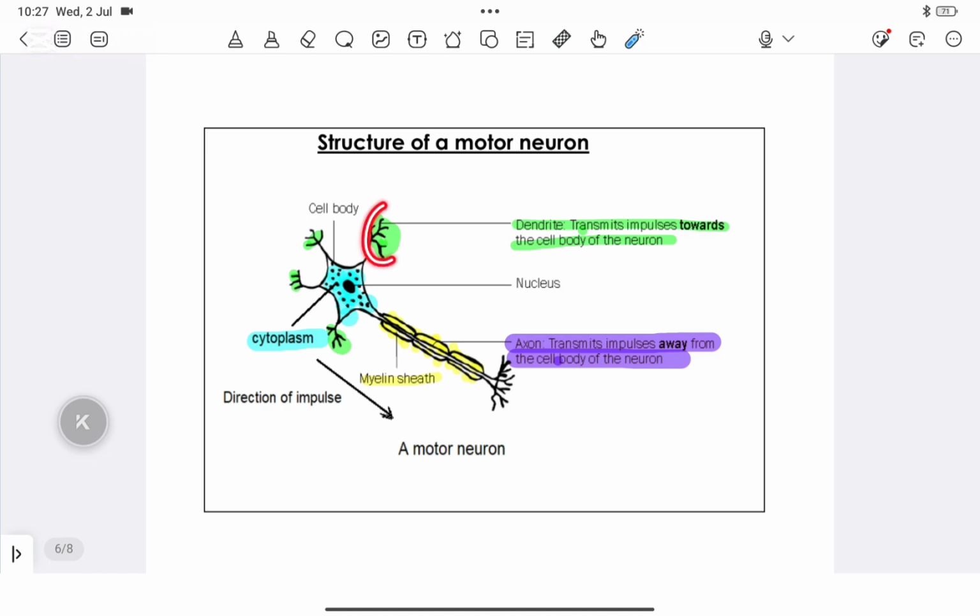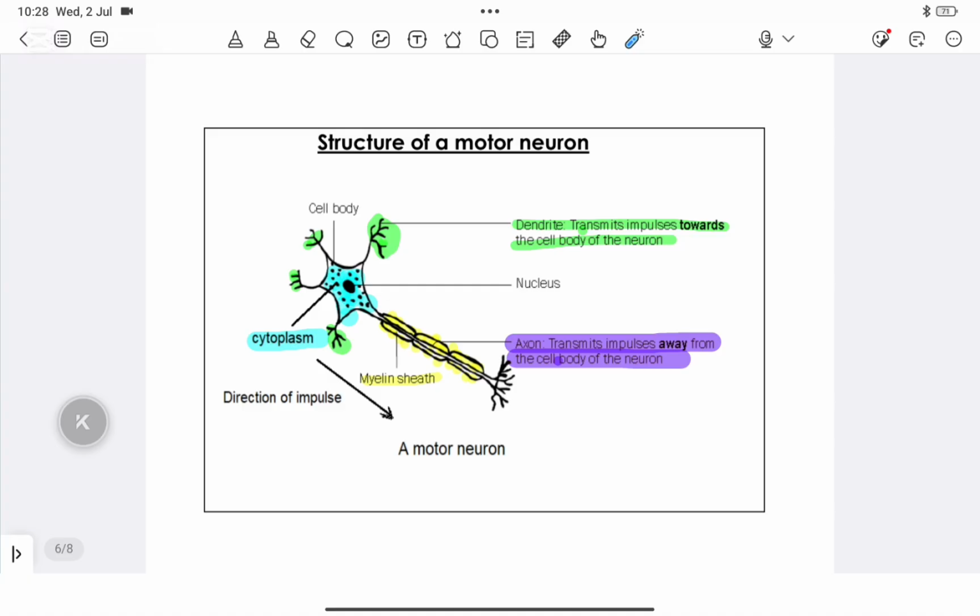The parts highlighted as green are called dendrites, and they transmit impulses toward the cell body of the neuron. Then we go further down, and we have these parts highlighted as yellow on the outside. It looks like bumps almost. Those are called myelin sheaths, and their function is that they provide electrical insulation and speed up the impulses that are moving toward the axon.